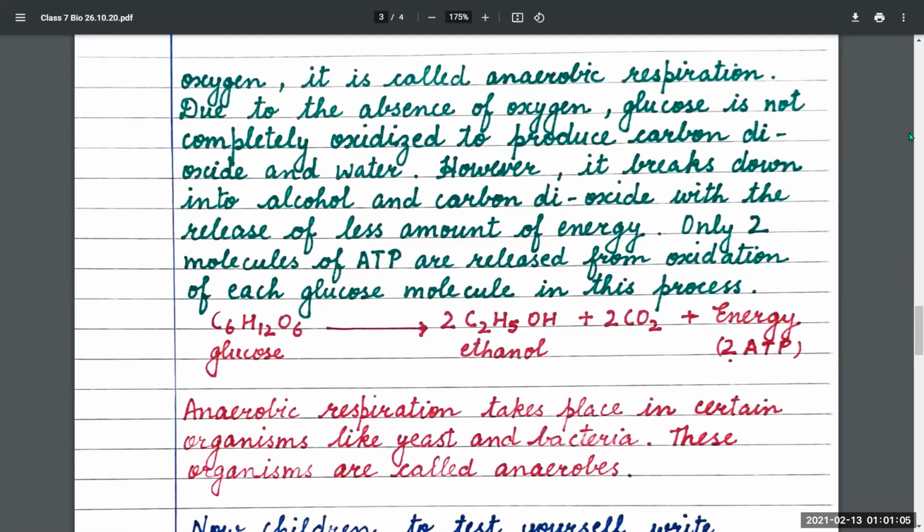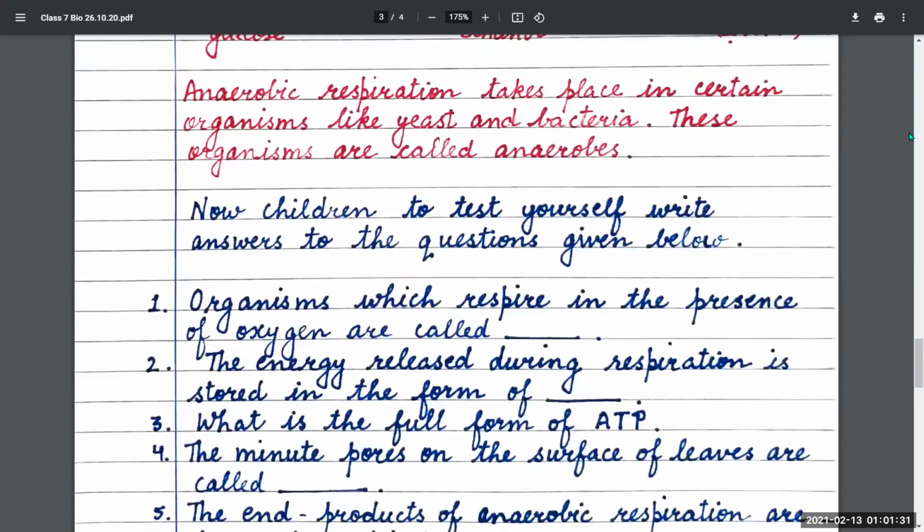Only two molecules of ATP are released from oxidation of each glucose molecule in this process. Anaerobic respiration takes place in certain organisms like yeast and bacteria. These organisms are called anaerobes.